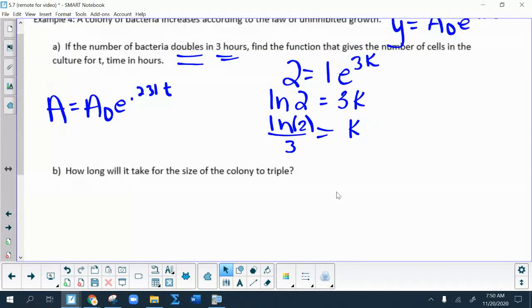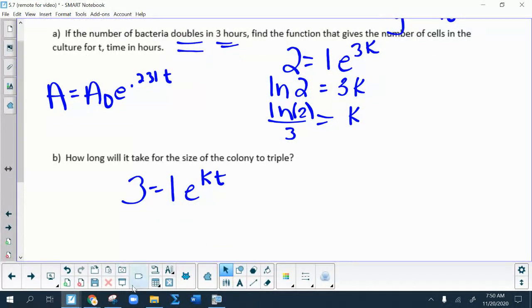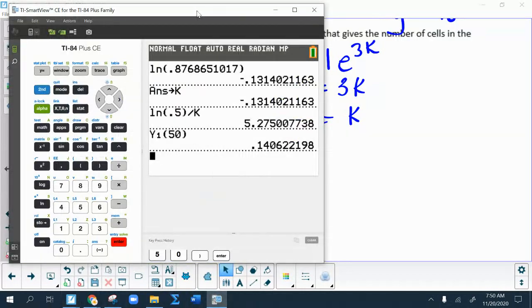Okay, so this question says, how long will it take for the size of the colony to triple? So now I want to go from 1 to 3, but I know this decay rate. So I'm going to use that k that I already found, which was that 0.231, and solve for t. Okay, so let me actually pull up the calculator here.